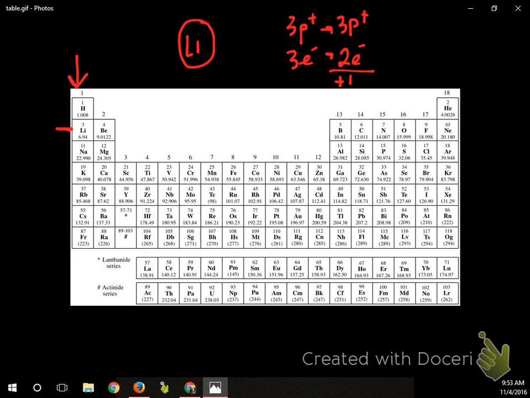So lithium is most comfortable giving away that outer shell electron rather than taking in 7 more. Think about it. It's easier to give away 1 thing than to try to collect 7 more. Does that concept make sense?